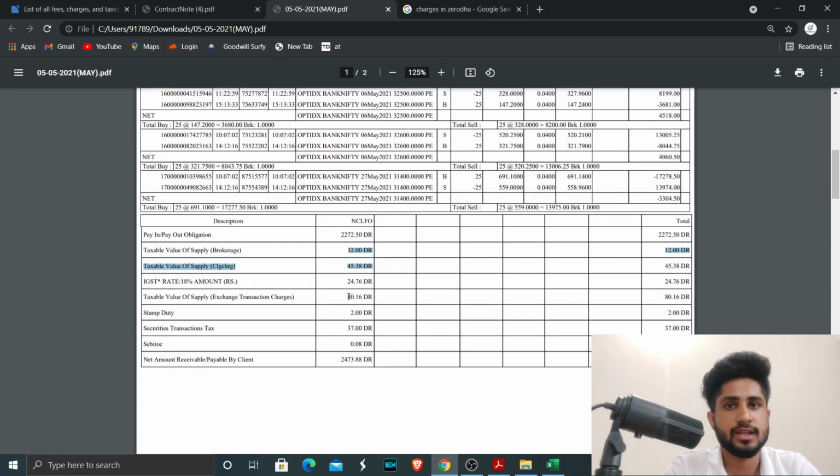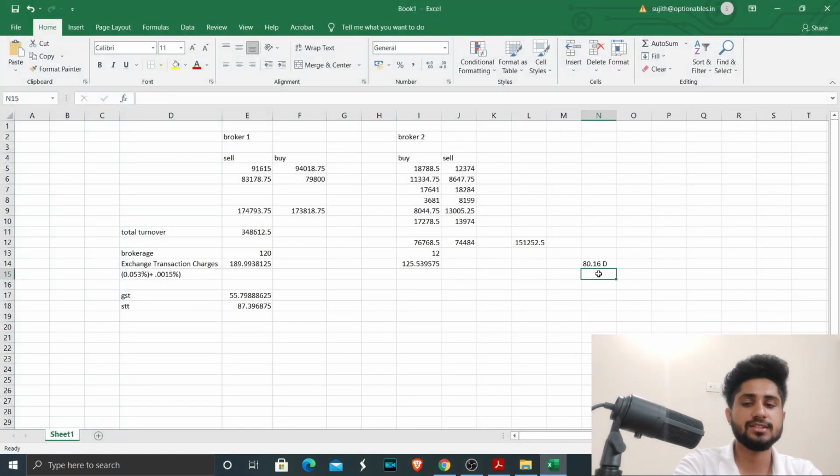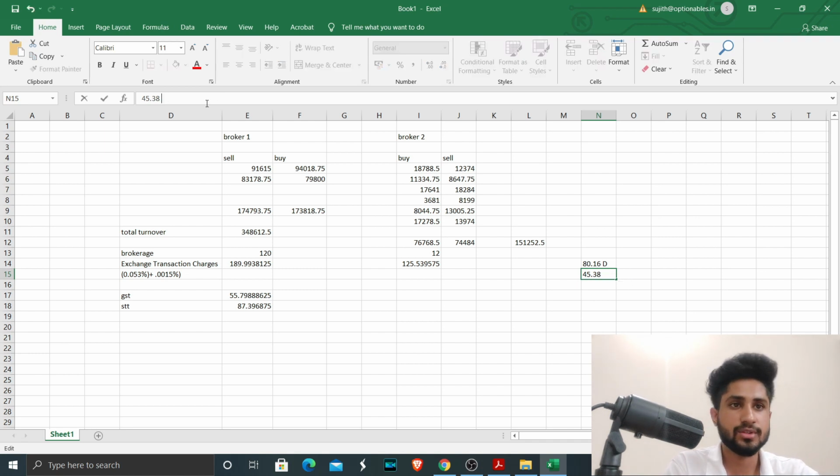So clearing charges and transaction charges put together, so they have a separate column called clearing charges. So we should see exchange transaction charge and clearing charges put together, how much we get. So it will be somewhere around 80.16 plus 45.38. So please note, exchange transaction charges are split into two different types. Clearing charges, in some contract notes you will be getting like that. In some other brokers, everything will be put in exchange transaction charge. So if I summate this, how much will I get? So it will be 125.54.